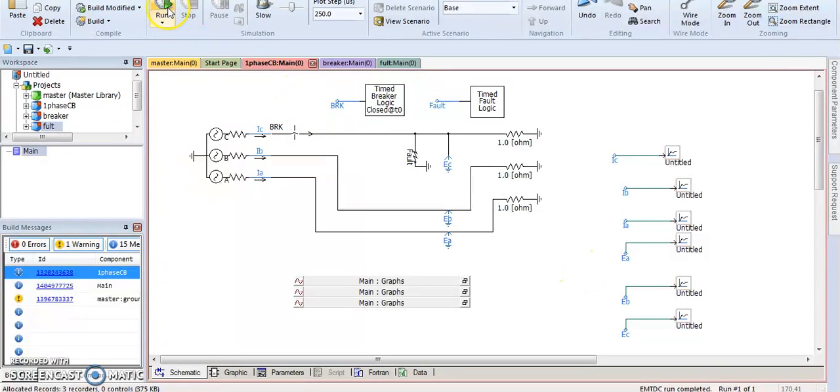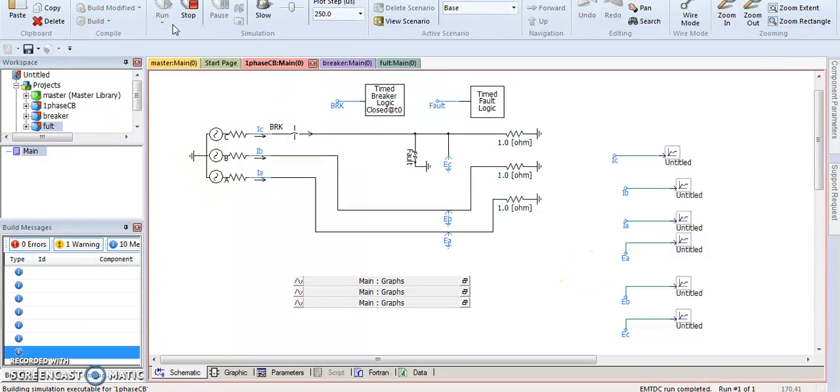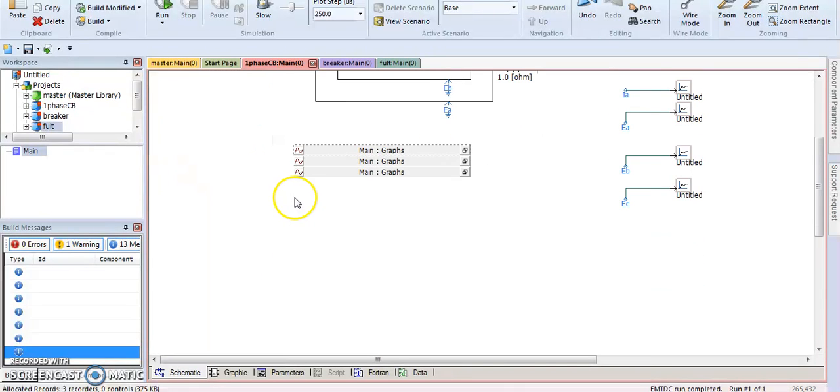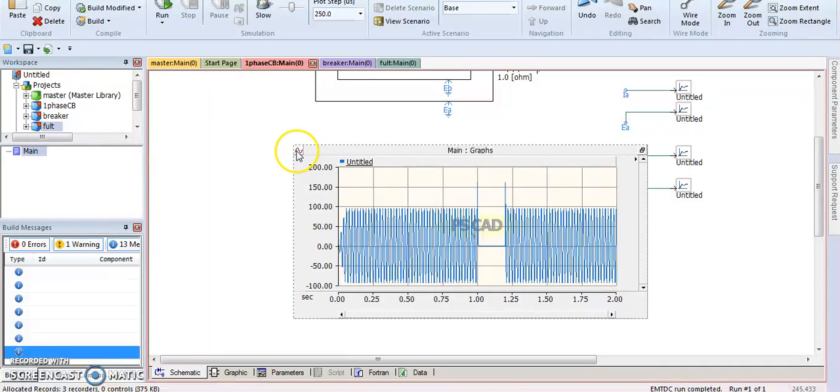So now, if you click run, you can check the simulation results. Okay, now we can check our results. So the results will be here. If you check here, you can find something. Before 1, the fault has not yet happened, and until 1.2 is the duration of the fault, 0.2 seconds. So this fault will happen between 1 and 1.2.